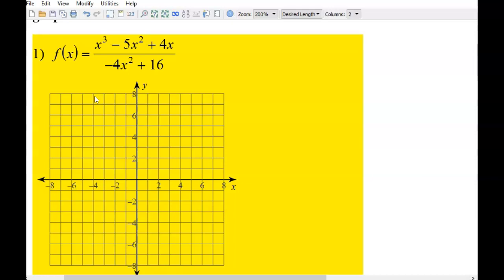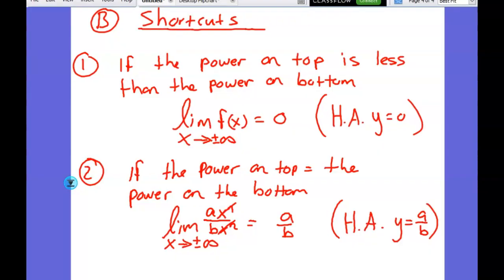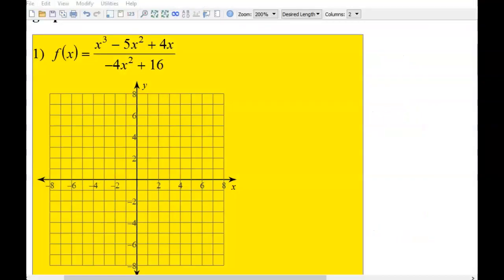This is neither one of the cases I gave you. Notice the power on top is greater than the power on the bottom. The two shortcuts only apply if the power on the top is less or if the two powers are equal. So in this case, there's no shortcut for this one. You have to do it the long way. Let's look at another one.